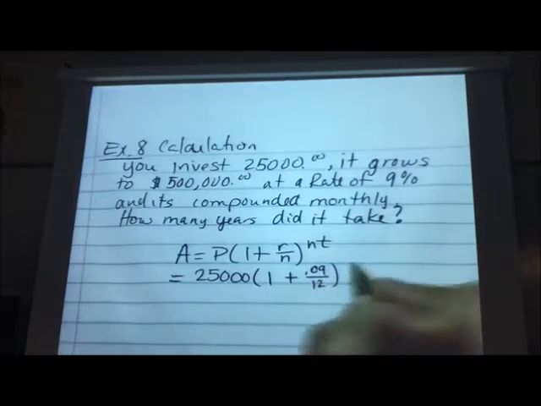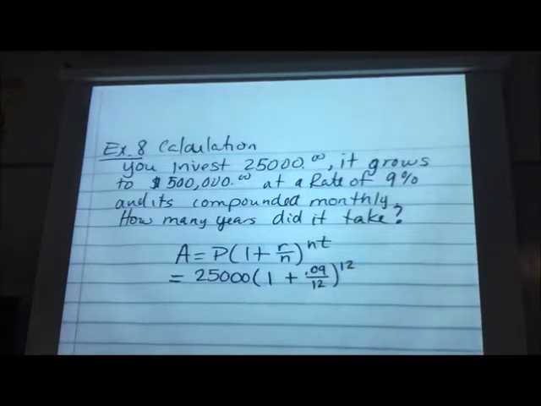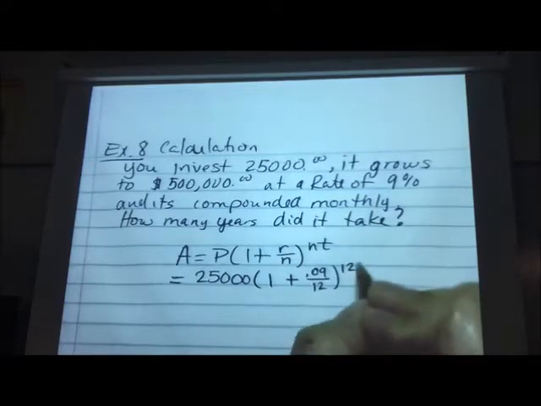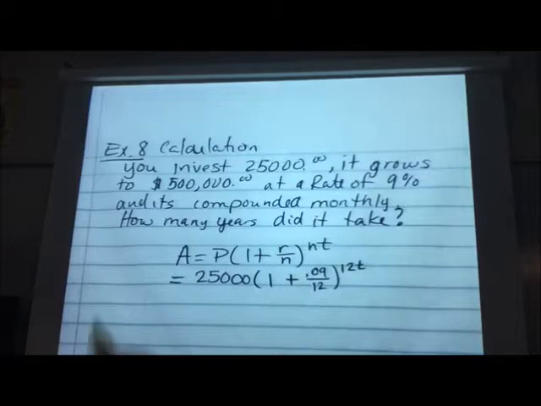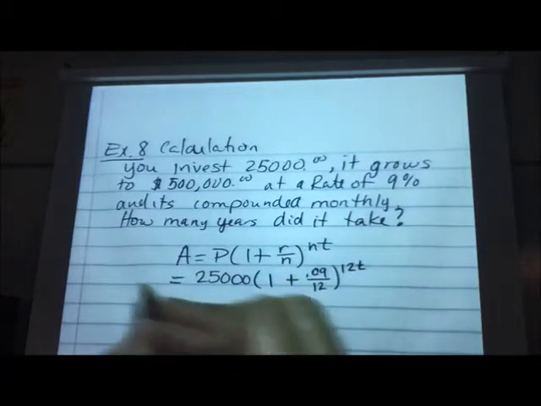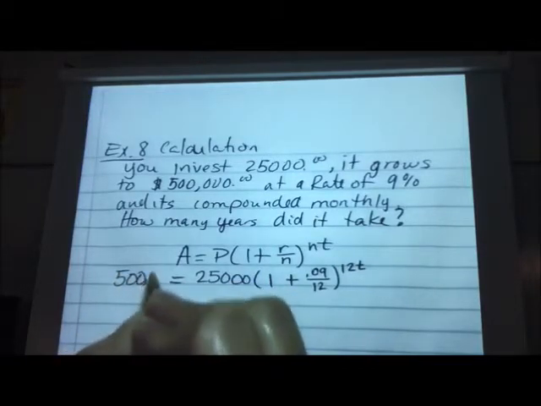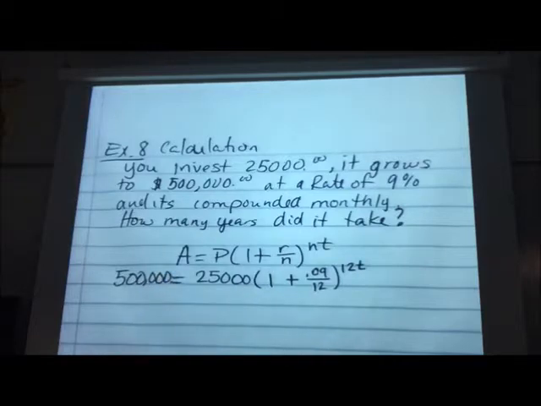Now this is 12. Do we know T? No. That's what we're trying to solve for. Do we know how much money we ended up with? $500,000. Are we good? Yes.